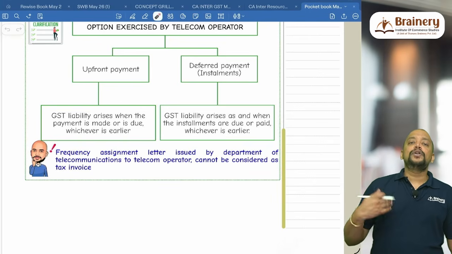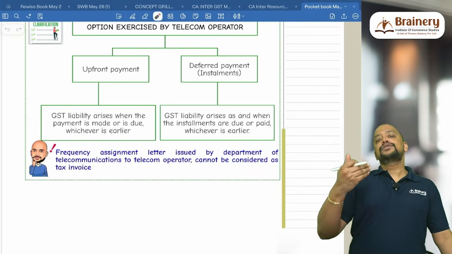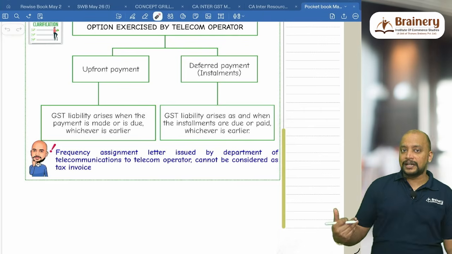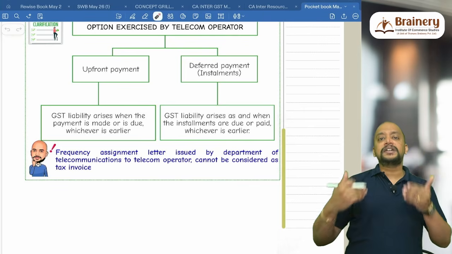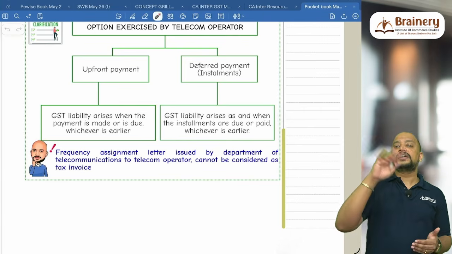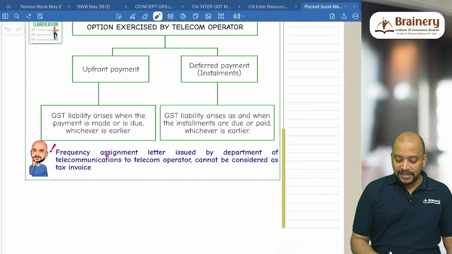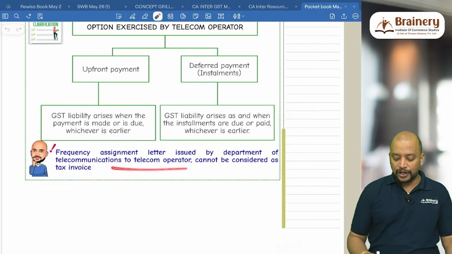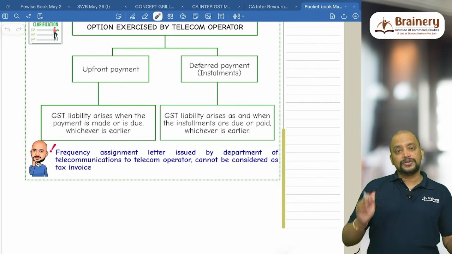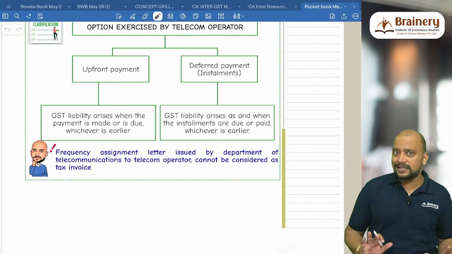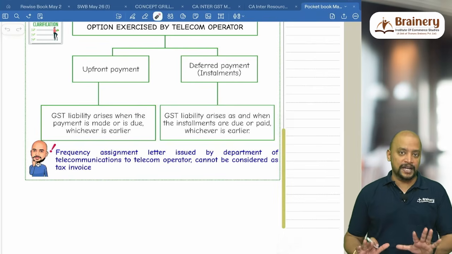And how will we know when the installment is due? There will be a frequency assignment letter, but that is not the invoice. In that frequency assignment letter, they will clearly mention on which date what amount is to be paid, etc. So the frequency assignment letter is issued by the Department of Telecommunication to the telecom operator, but that cannot be considered as the invoice. That is just a letter that will be given.